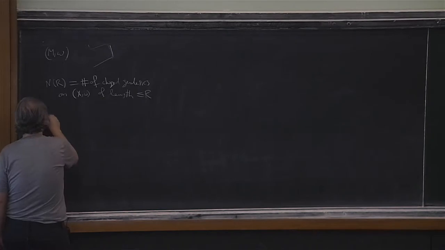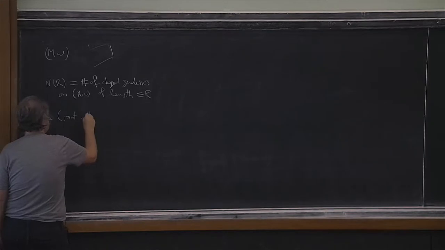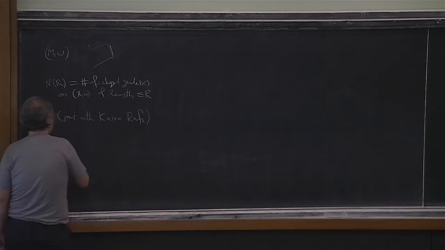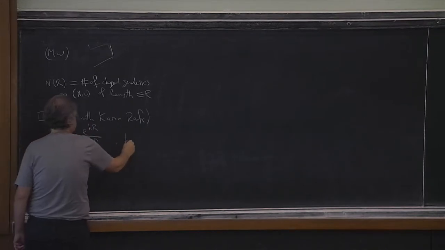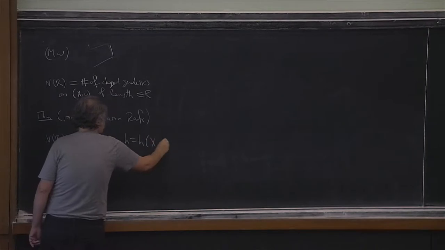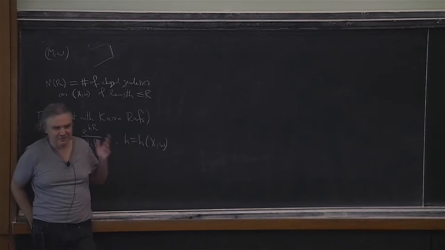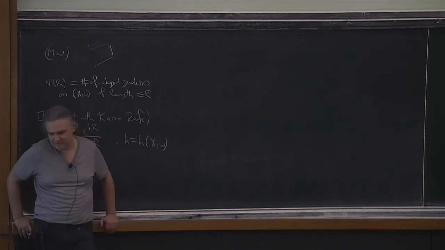And so the theorem, which is joint with Kasra Rafi, is that N(r) behaves like you would expect, where h is something which depends on the surface, and it's some sort of entropy. So this is like the Margulis kind of asymptotic formula for this kind of stuff. This thing does not have a constant, unlike the lattice point counting, which has a constant.